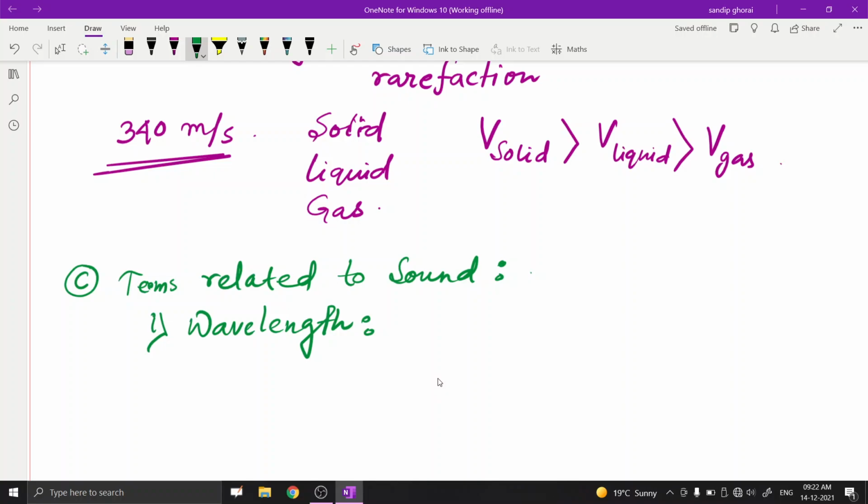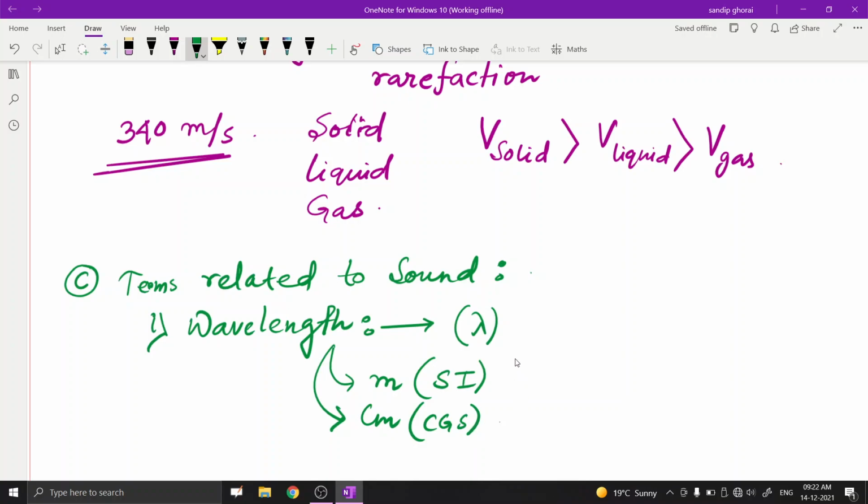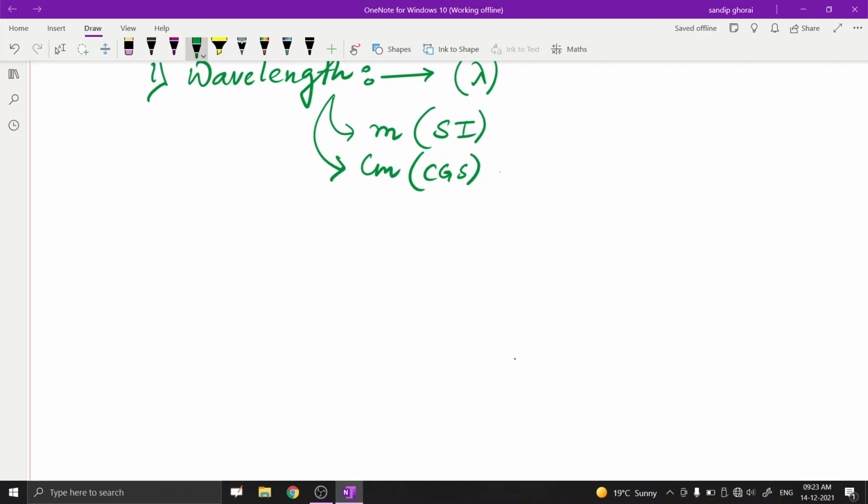So now the question is, what is wavelength? It is the distance between two consecutive compressions or rarefactions. This distance is the same as the distance between two successive crests or troughs. It is denoted by the symbol lambda, a Greek letter. The unit of wavelength is meter in the SI system, because wavelength is a distance, and centimeter in the CGS system. So this is the definition of wavelength: the distance between two consecutive compressions or rarefactions, the same as the distance between two successive crests or troughs.